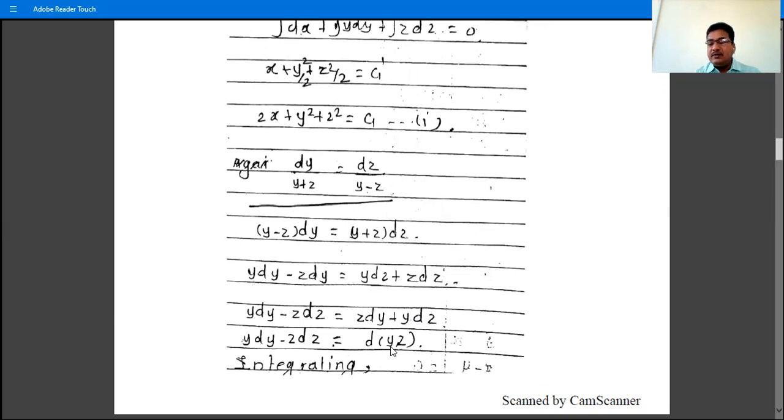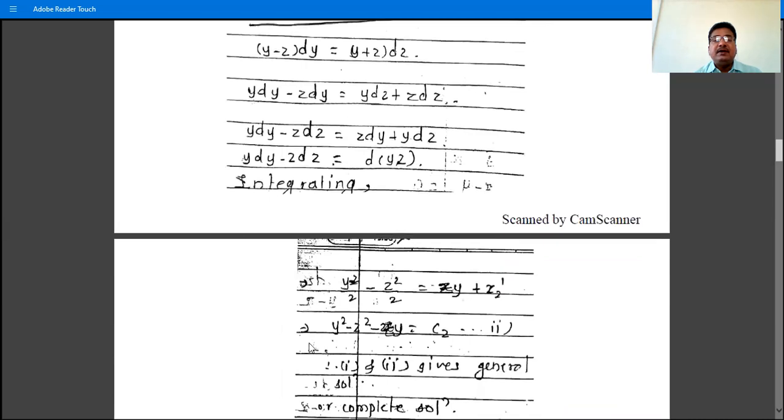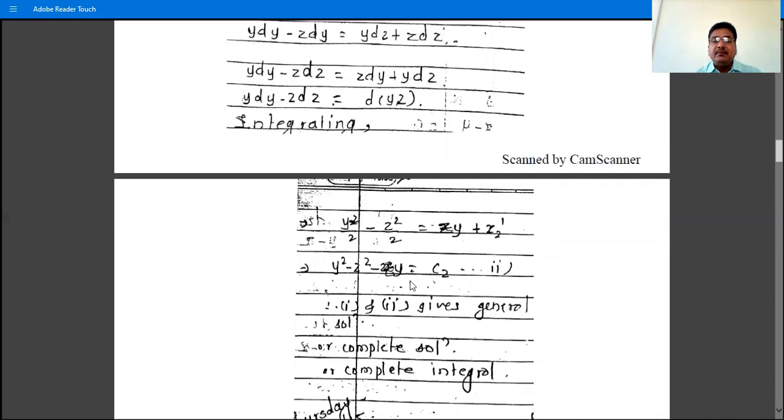So what is the derivative of y into z? It is y dz plus z dy, and then integrating both sides, what do we have? Integration of y is y square by 2, integration of z is z square by 2, and the integration of d(yz) is yz. So right here yz or zy plus c2 dash as a constant of integration, and then multiplying by 2 and writing 2 c2 dash as c2, we have this answer, y square minus z square minus z into y.